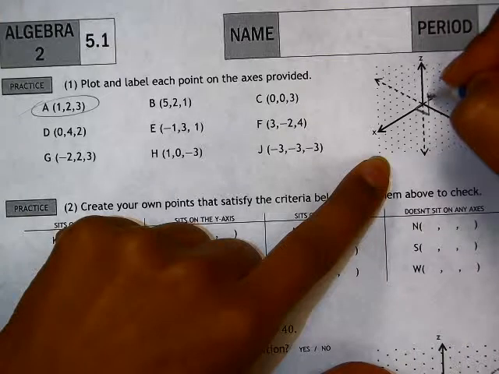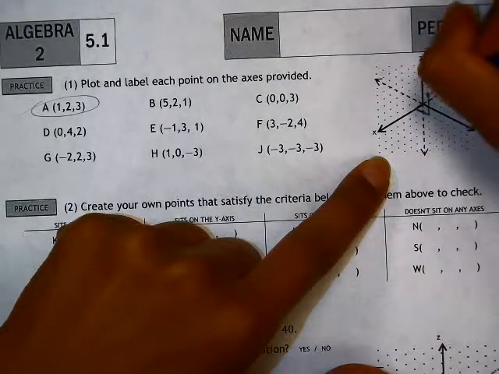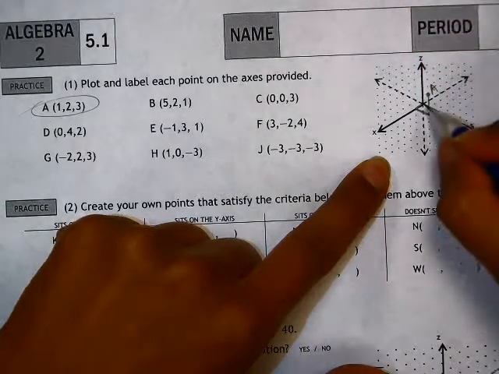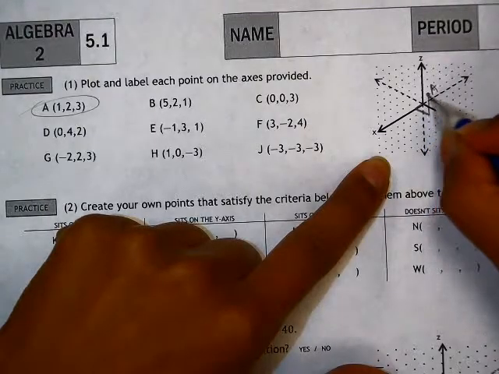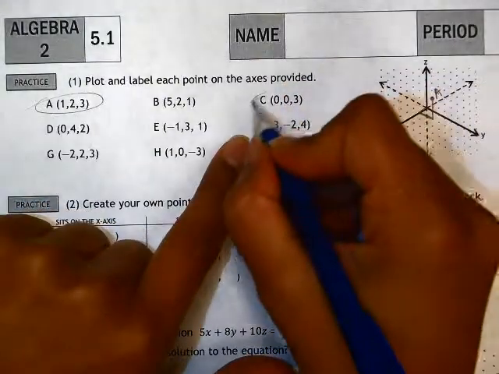1, 2, 3. So we end up at this point, and I'm going to label it A. And you want to make sure again to show the path that you took to get to that point. +1, +2, +3. Let's look at one with zeros.